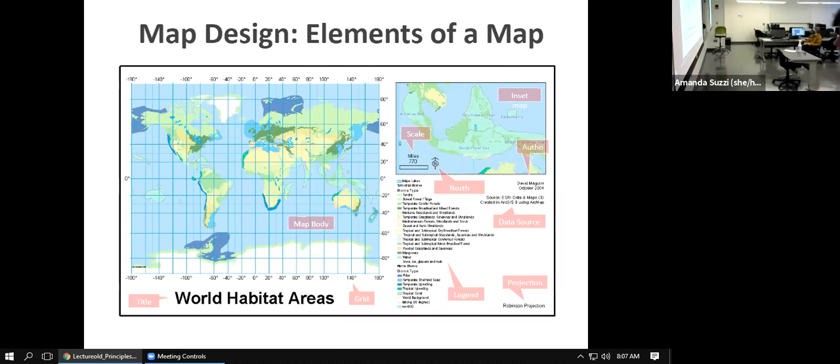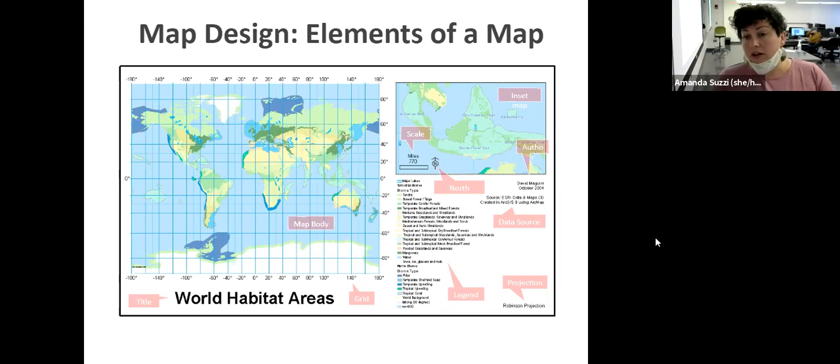Let's talk about the design elements of a map. Let me see if I can hide meeting controls. There we go. That's helpful. All right. There are multiple different elements of a map. Who can tell me some of them?